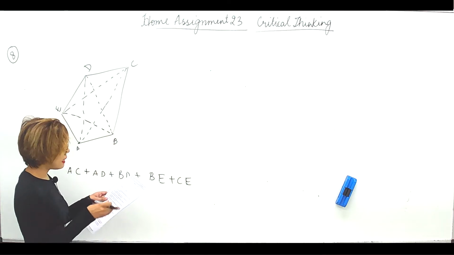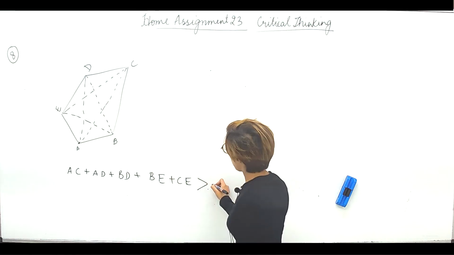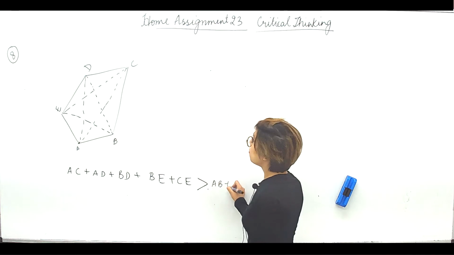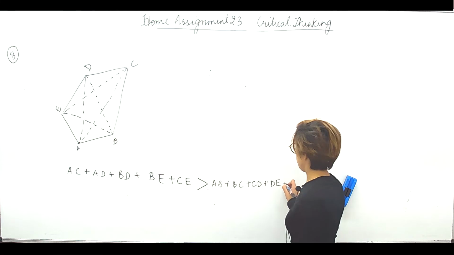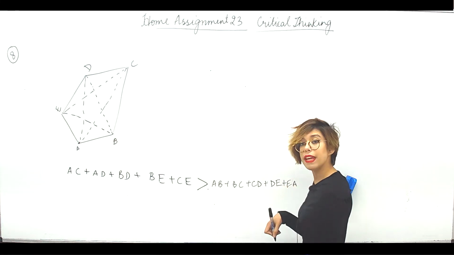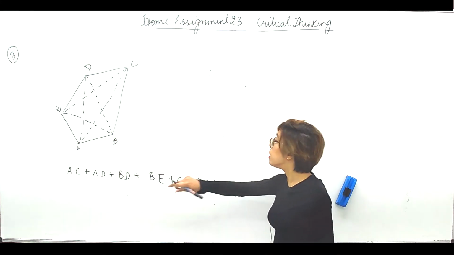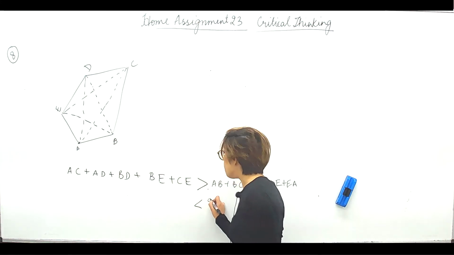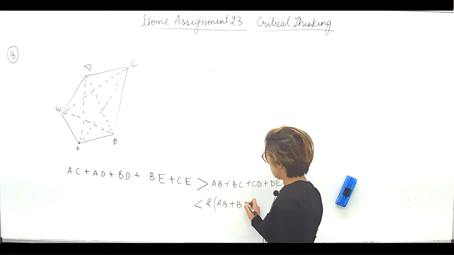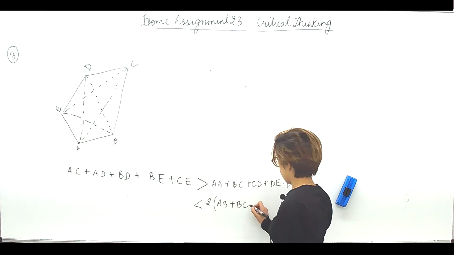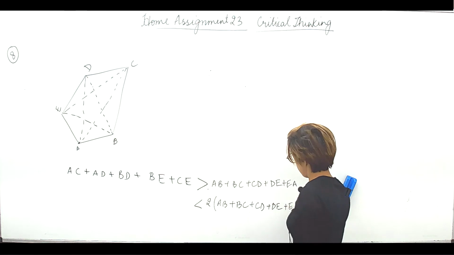Now I need to show that this is greater than the perimeter. The perimeter is the sum of the sides, so I need to show that this is greater than AB plus BC plus CD plus DE plus EA. And he also says, but less than double the perimeter. So this should be less than double the perimeter: double of AB plus BC plus CD plus DE plus EA.